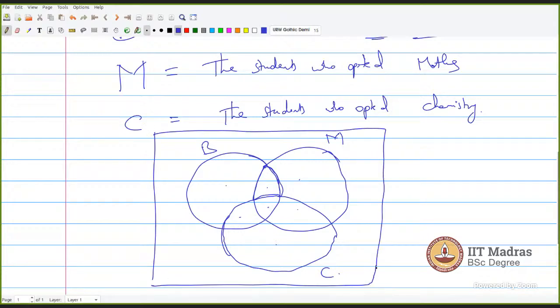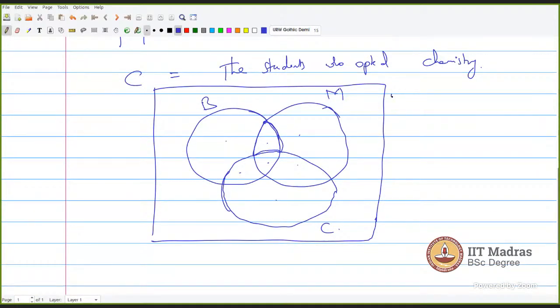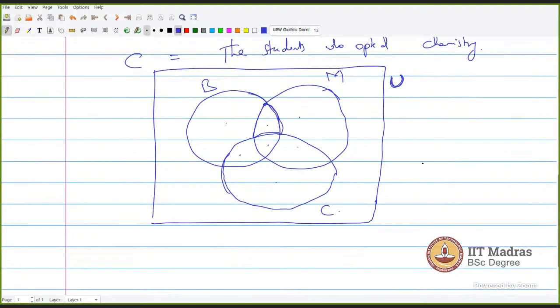Yes, the total students are 400. So this is the universal set I have. This universal set means all the students in that particular college. So the cardinality of U is 400, right? When I say cardinality, it tells me the number of elements present in that set. So U is the set of students in that college, and its cardinality is nothing but the number of students, so the total number of students is 400.